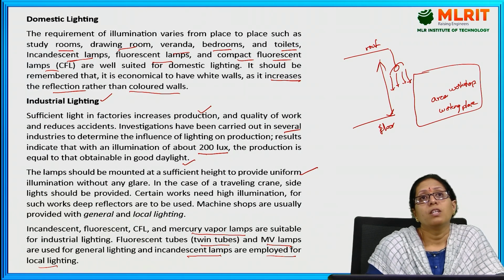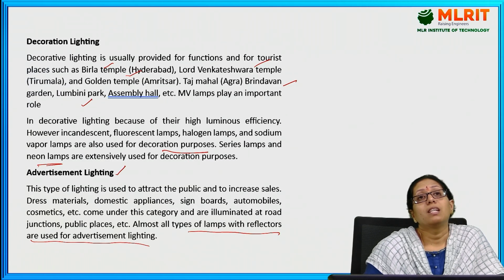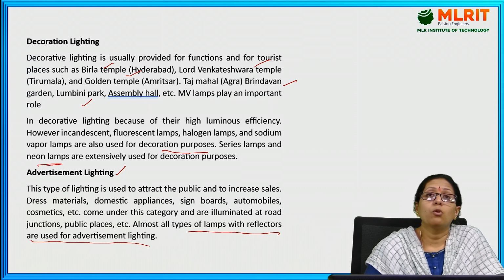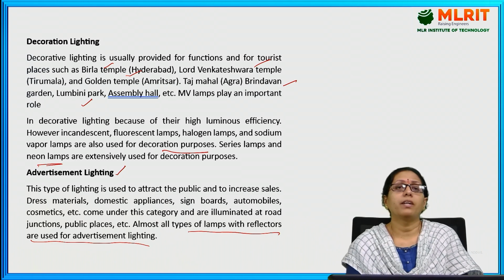So, in brief, you have domestic lighting, where based on the room, that is if it is a study room or kitchen or a sleeping area, we will decide the type of the bulb. Next one is industrial lighting. In industrial lighting, we need a bright light in the workspace. Next one is decorative lighting, mostly used in tourist places. Last one is advertisement lighting, mostly used in shopping malls in order to attract the customers.